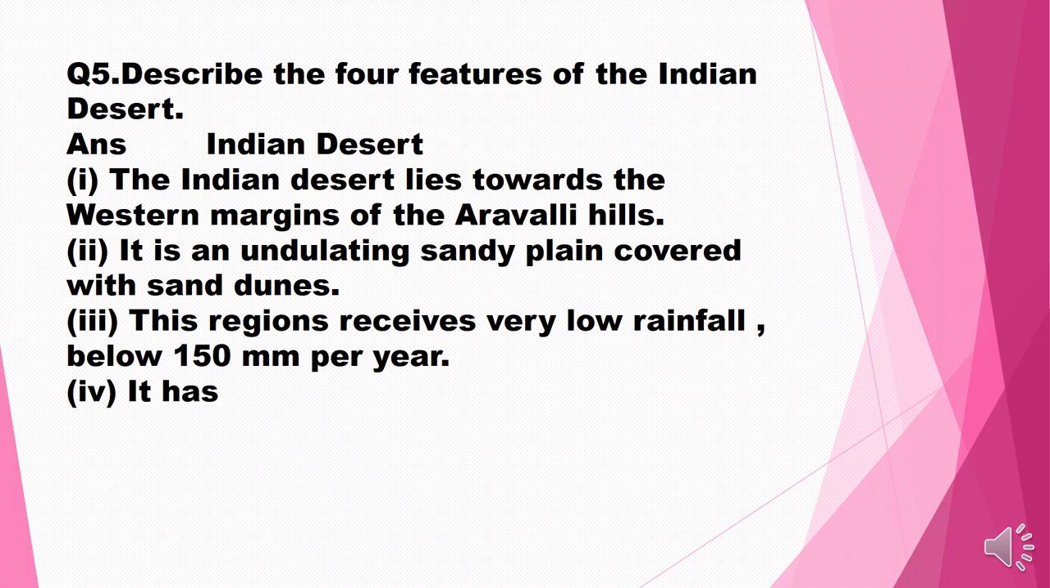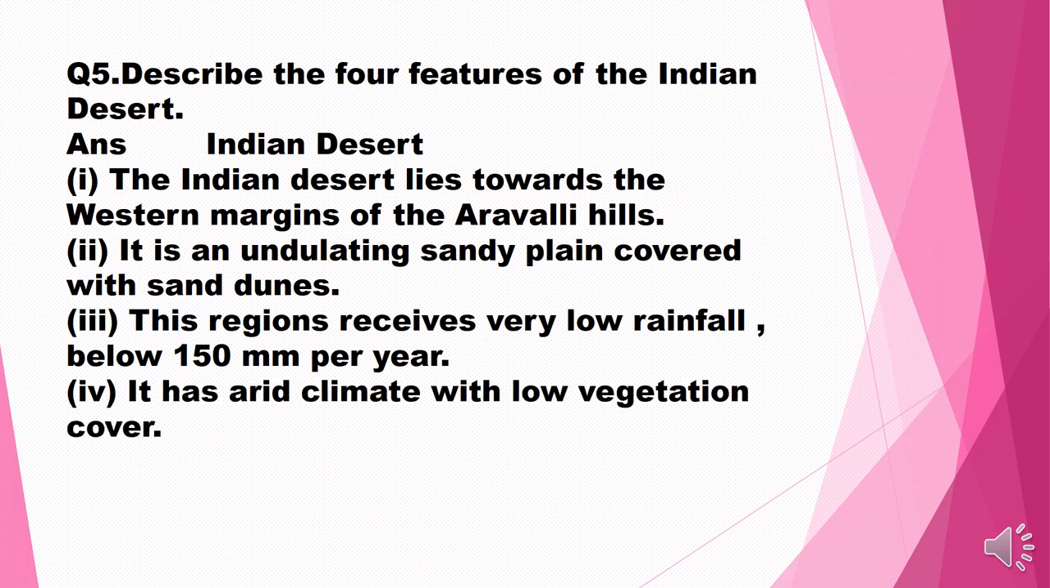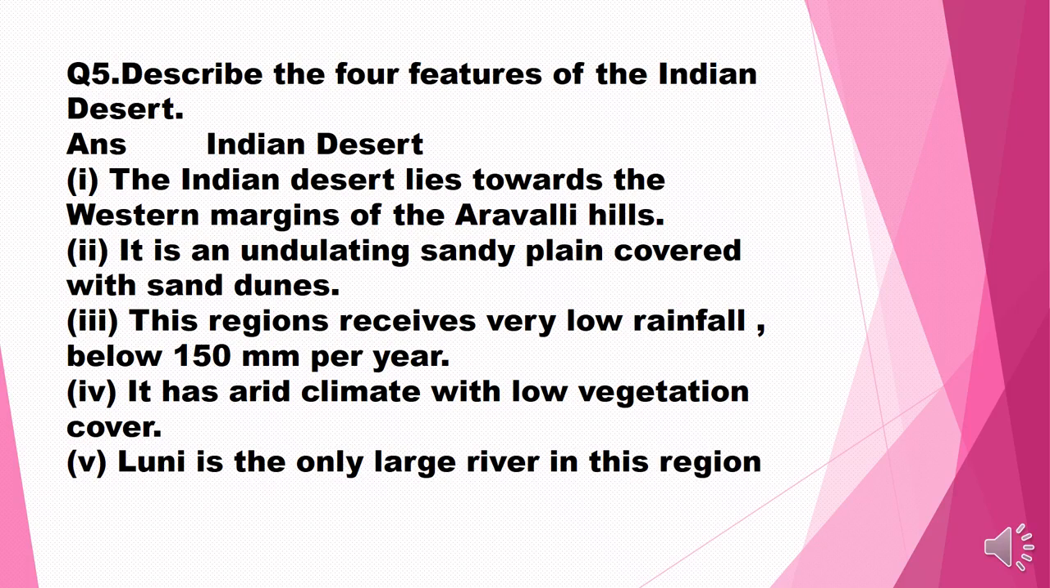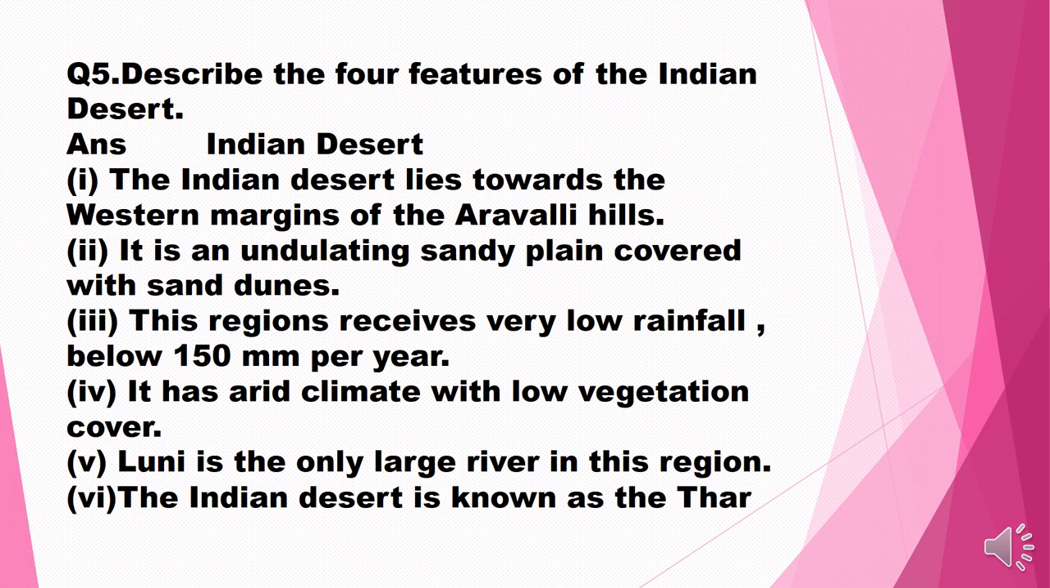Fourth point, it has an arid climate with low vegetation cover. Fifth point, Luni is the only large river in this region, and the Indian desert is known as the Thar desert. So these are all the features of the Indian desert. So students, all questions you have to do in your fair notebook.